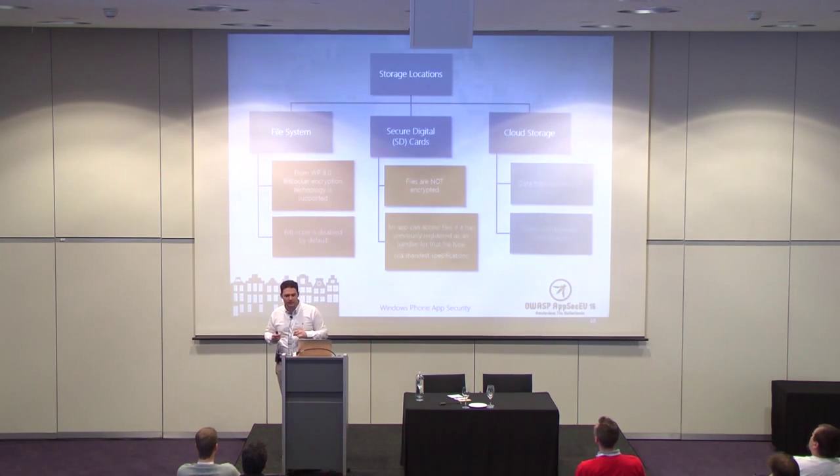So when we are dealing with storage, this is common with any other kind of mobile platform, but with Windows Phone we can store information on the file system, and we need to encrypt data because BitLocker is disabled by default. Starting from version 8.1, we can read and write data on the SD card. Version 8 can only read the data stored on the SD card. But once again, the data are not encrypted, or they may be encrypted if the application uses a proper encryption mechanism.